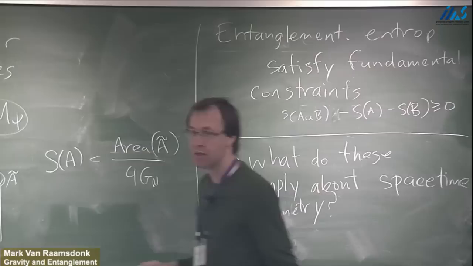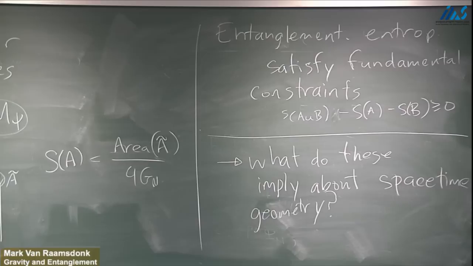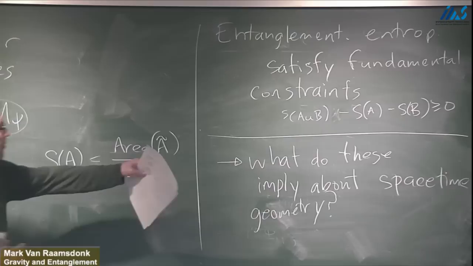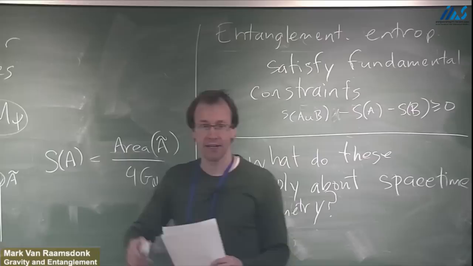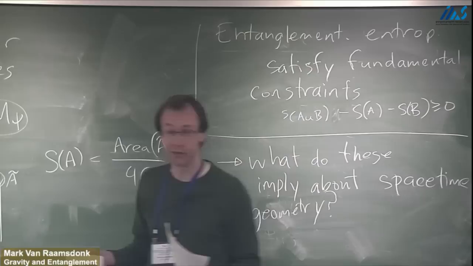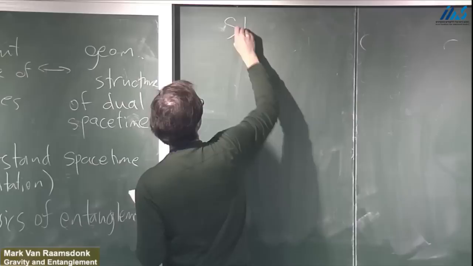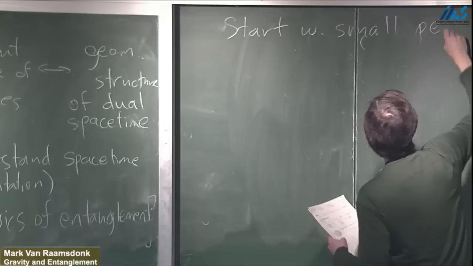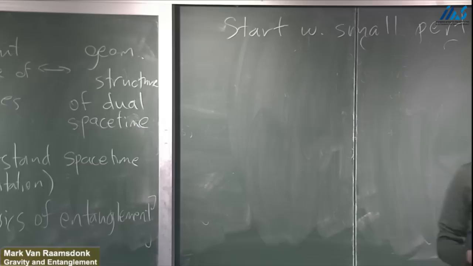So I'm going to start by talking about constraints that hold if you perturb away from AdS. So it's just at a perturbative level, or perturbing away from the vacuum state of the conformal field theory. And then by the end, I'll talk about more general constraints that hold for any states. Okay, so we start with small perturbations to the vacuum state of the CFT. And so I'm going to derive a constraint on the entanglement entropy for subregions under such a perturbation.